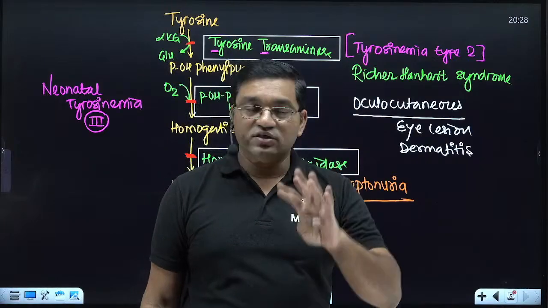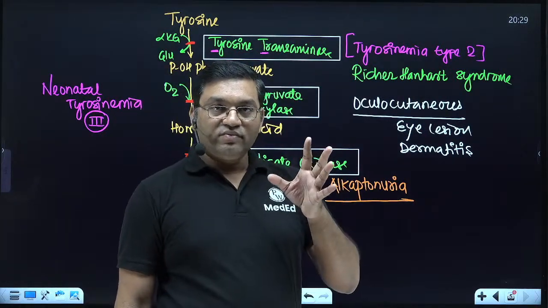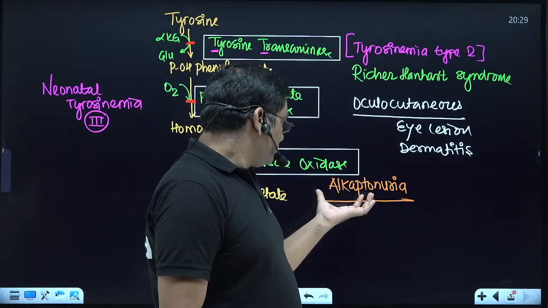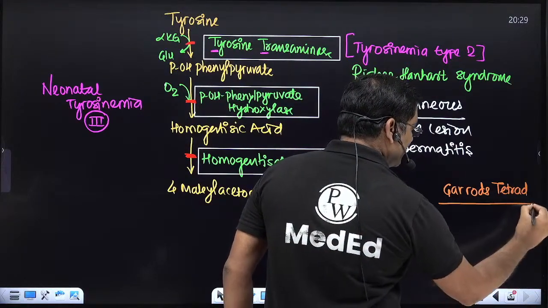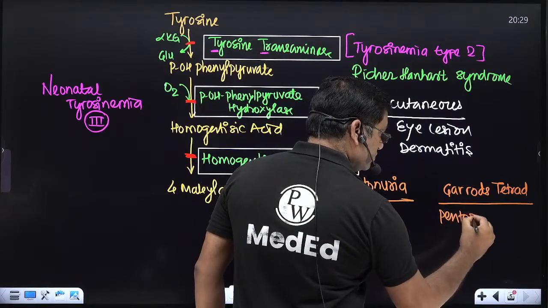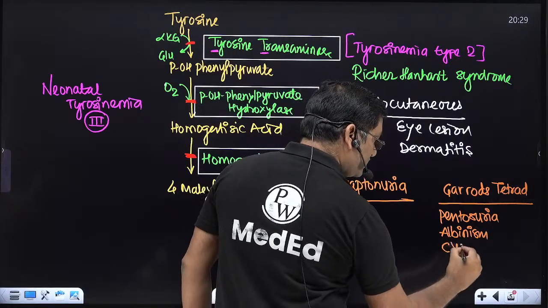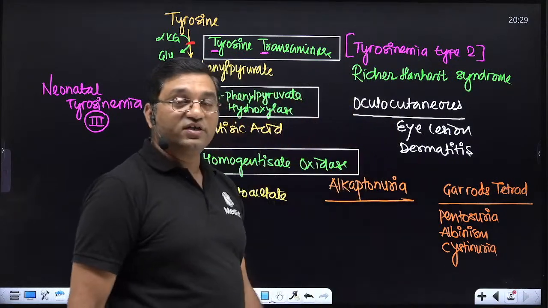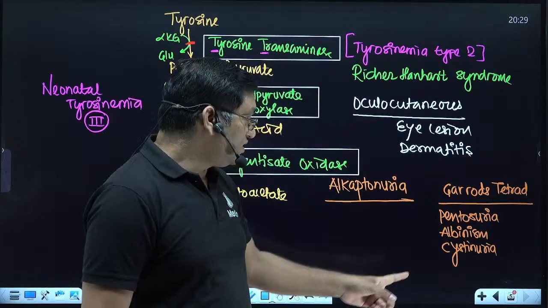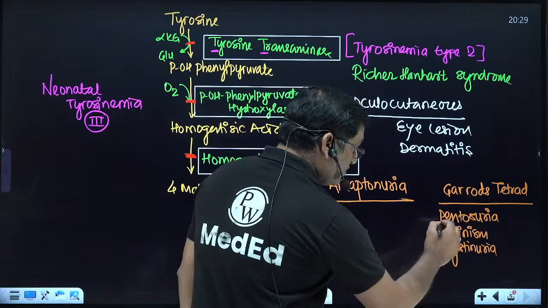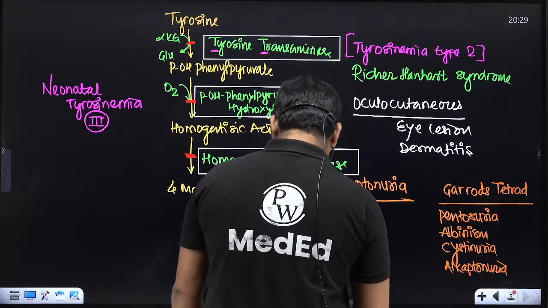Garrod's tetrad includes 4 disorders. One is alkaptonuria, then essential pentosuria, cystinuria, and albinism. Cystinuria is the most common inborn error of metabolism. Frequency is 1 in 7,000. There is excretion of COLA in urine: cysteine, ornithine, lysine, arginine in the urine, due to defective reabsorption from the renal tubule. PACA: that is, alkaptonuria, albinism, cystinuria, and essential pentosuria. So these are included in Garrod's tetrad.